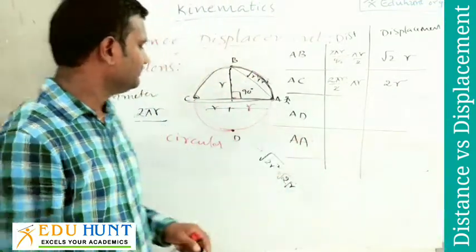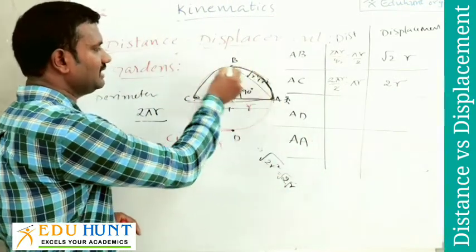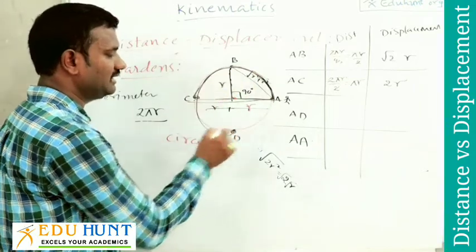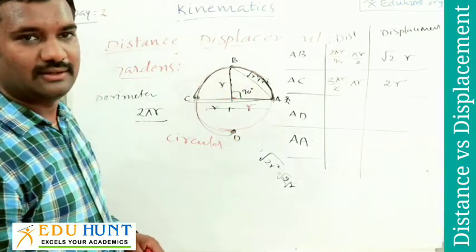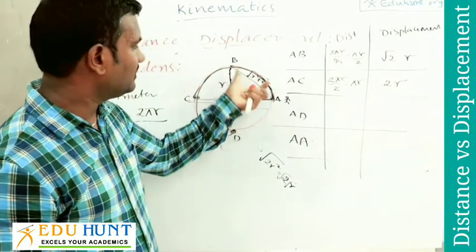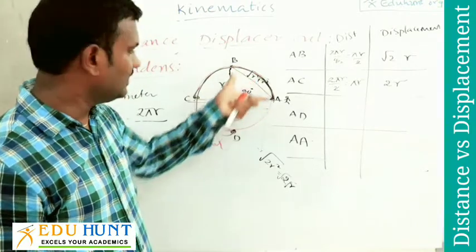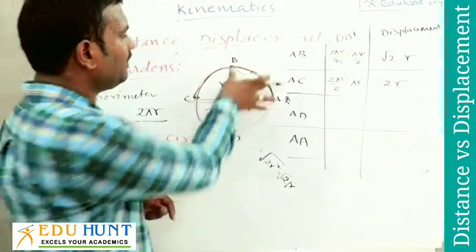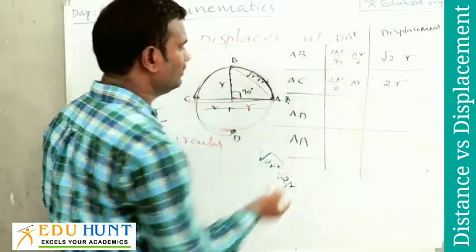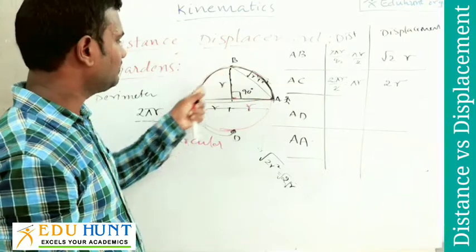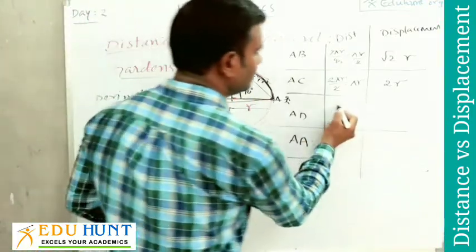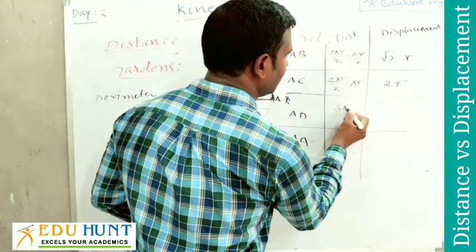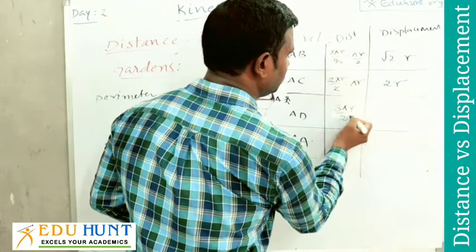Next come to AD. So it's moving like this and it reaches point D. What about this perimeter? 3 parts. Out of 4 parts, it is part 1, part 2, part 3. So each part is equal to pi r by 2. That's why this is pi r by 2 plus pi r by 2 plus pi r by 2, which is equal to 3 pi r by 2.